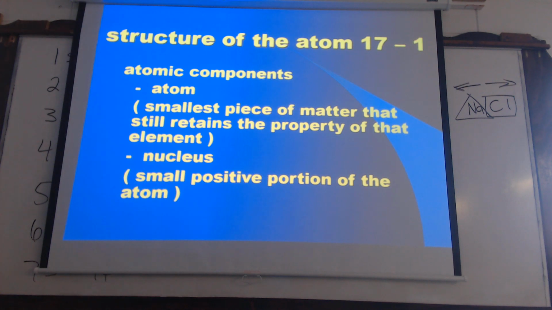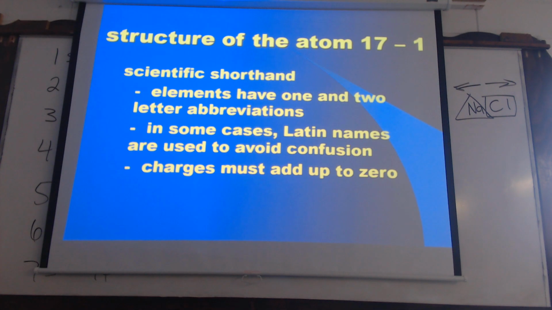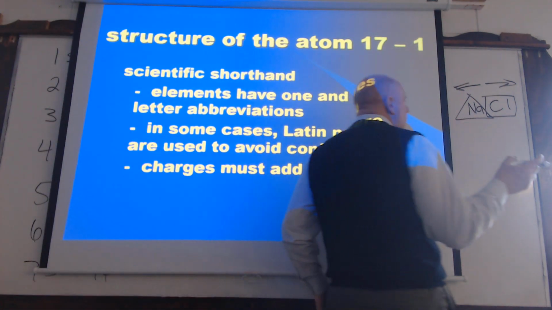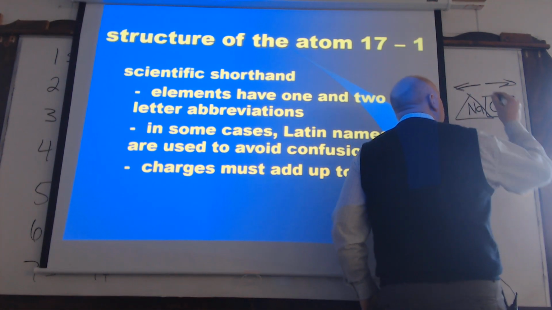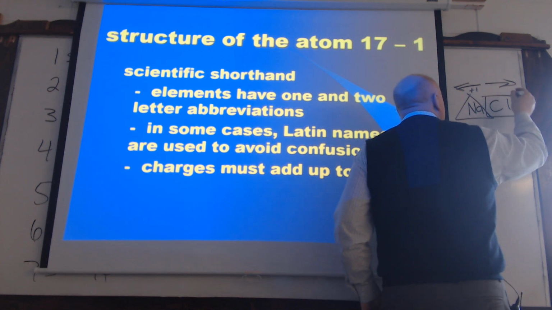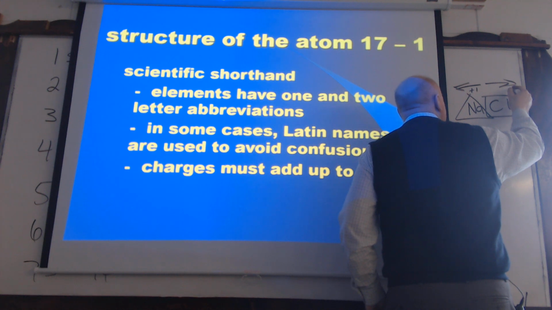And just so, someone had asked a question about the charges, okay? They must add up to 0. Because if you look in box number 11, what does it say? Plus what? What does it say in box 17?